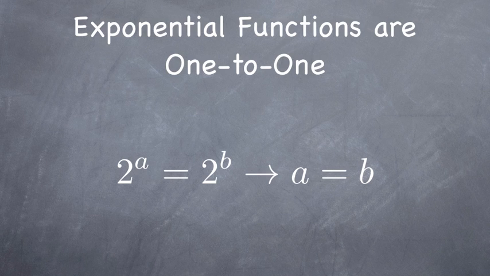Since exponential functions are one-to-one, remember the definition of that means that if we have two exponential functions with the same base equal to each other, the only way that can occur is if the exponents are the same. So in this example, 2 to the a equals 2 to the b. If that's true, that means a equals b. The only way that two exponential terms with the same base can equal each other is if what's in the exponent is also equal. This is the key fact that we use when solving exponential equations.